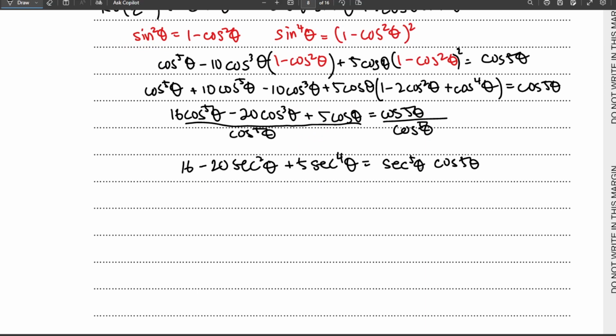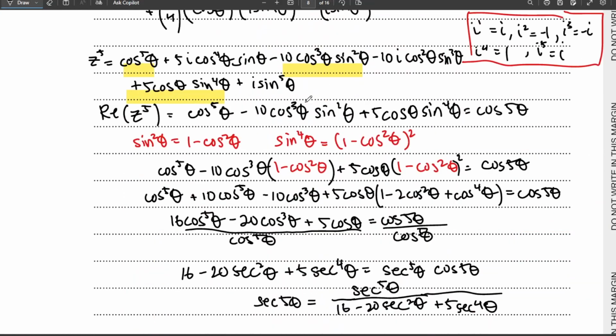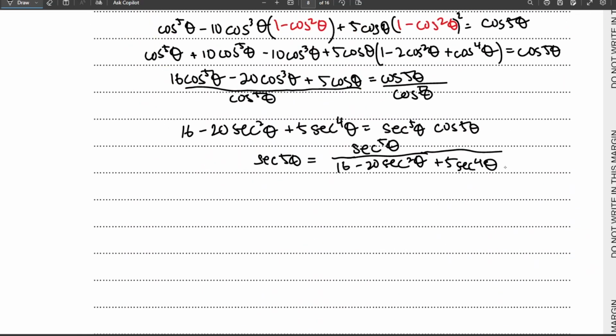And what we're going to do is we do the cross division. So this one goes that side and this one goes that side. And so we end up with secant 5 theta on the left hand side, and on the right hand side we have a secant power of 5 divided by whatever is on the left hand side. So 16 minus 20 secant squared plus 5 secant power of 4. So is it in the same form? Yep, it's exactly the same as what they asked us to prove. So this will be the final answer shown.